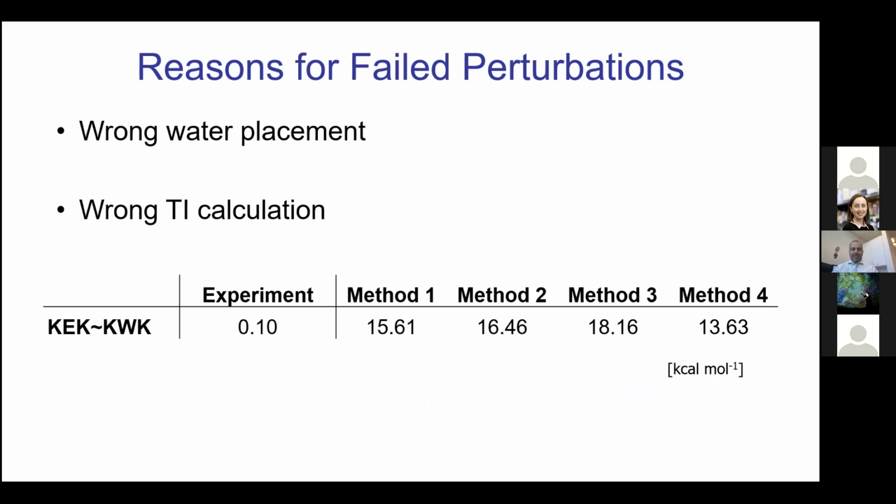Something else that I wanted to discuss, we had another perturbation that we determined as an outlier, and I want to show it because I think it's very interesting. So the KEK, it's a tripeptide, glutamic acid changed to tryptophan, and we see that whereas the experimental value is 0.1 kcal per mole, all 4 methods resulted in about 15 kcal per mole error. So there are 2 main reasons that could cause such wrong numbers. One is if we are not placing the water molecules correctly, and 2, if the TI calculation is just not working.